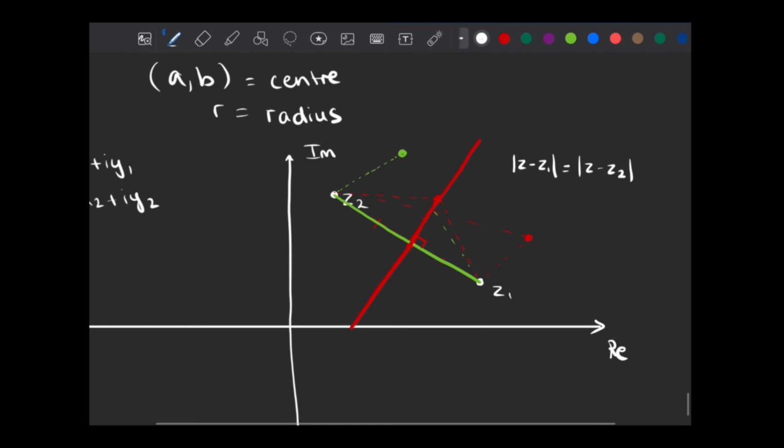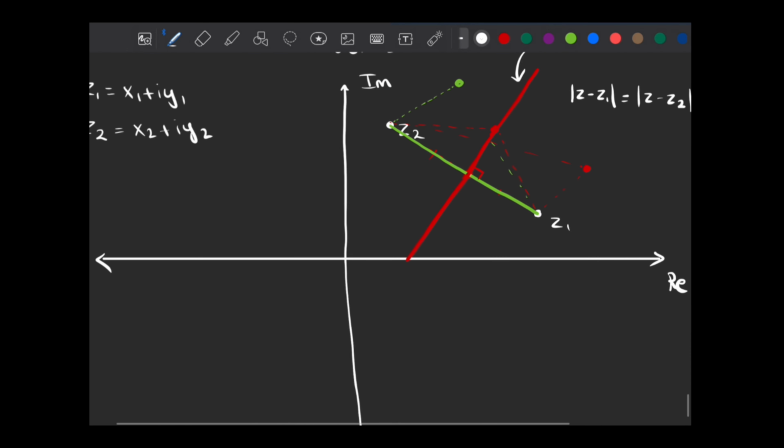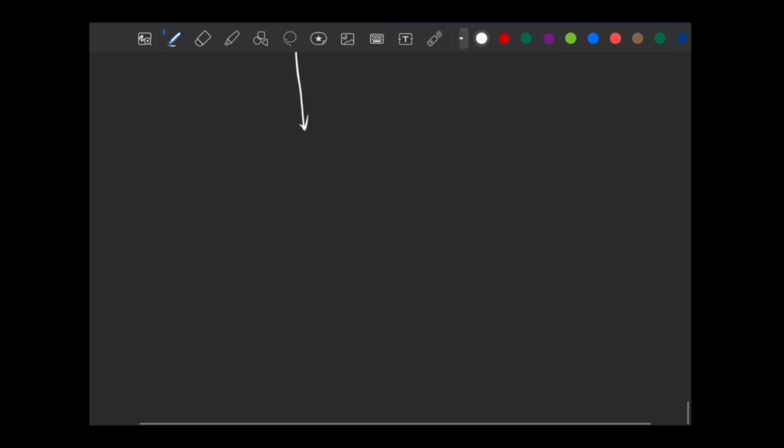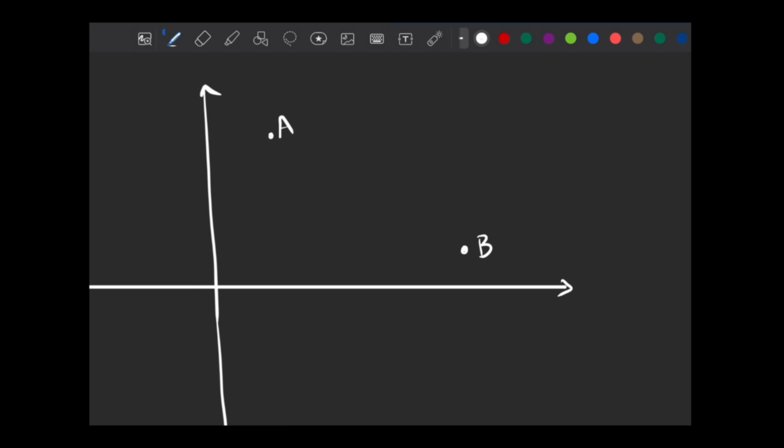So I've just stated all of this, but I've not actually shown why this line is the perpendicular bisector of the line that joins these two points, z1 and z2. Let's actually prove or show why this is the case. So I'm going to draw a similar diagram with points A and B, and I want to show that the set of points that are an equal distance away from A and an equal distance away from B lie on the line which is the perpendicular bisector of the line which joins these two. So this is perpendicular. Now I'm going to label the middle of the line segment AB, I'm going to call that the midpoint.